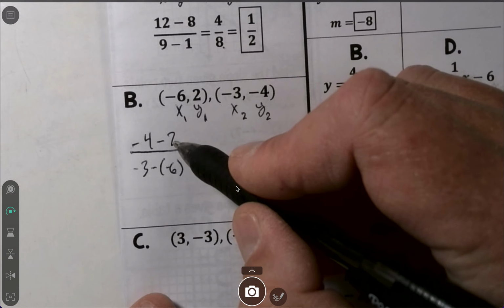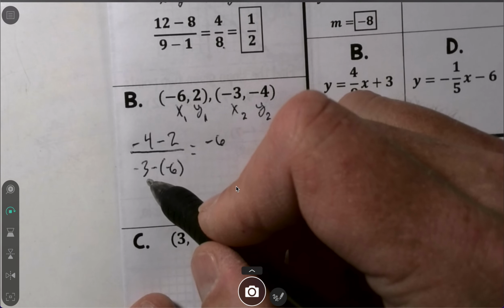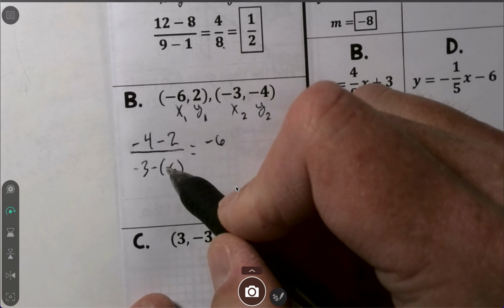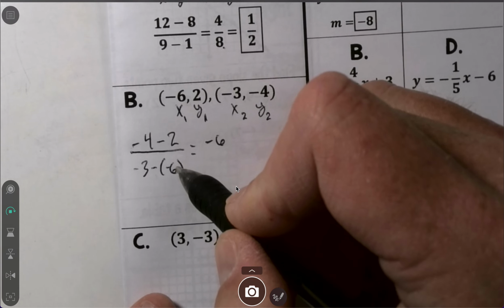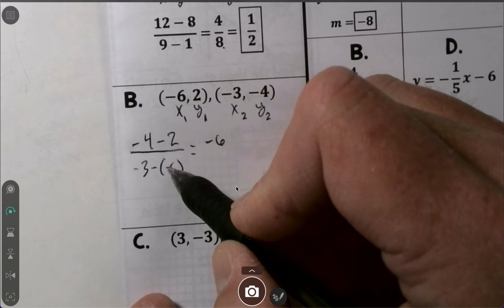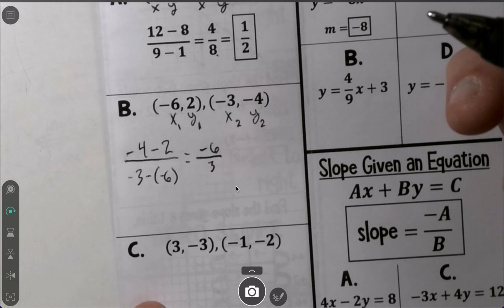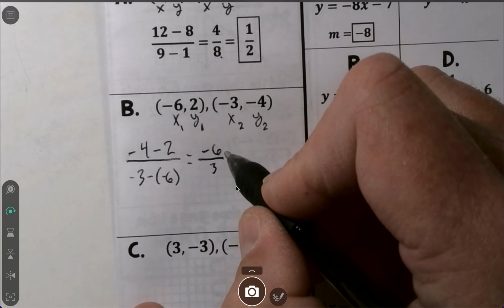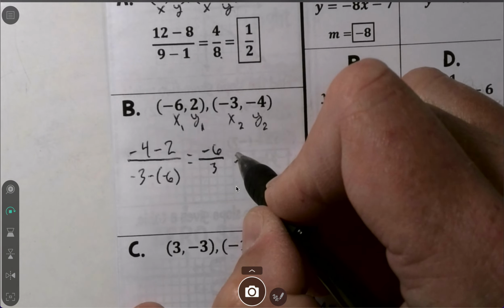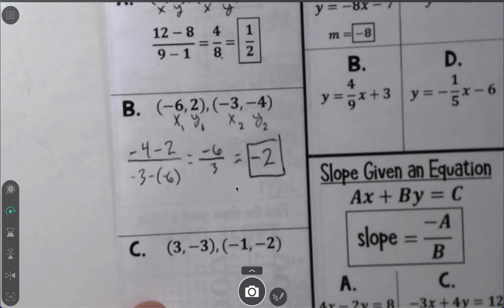So negative 4 minus 2 is negative 6, and then negative 3, and when you subtract a negative, what is that? It's really like adding, right? So negative 3 plus 6 would be positive 3. All right? So negative 6 over positive 3 is negative 2. So the slope of this line is negative 2.